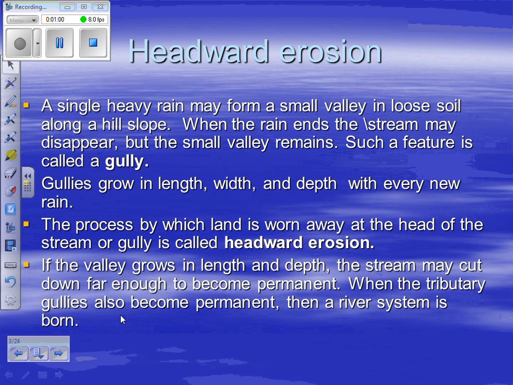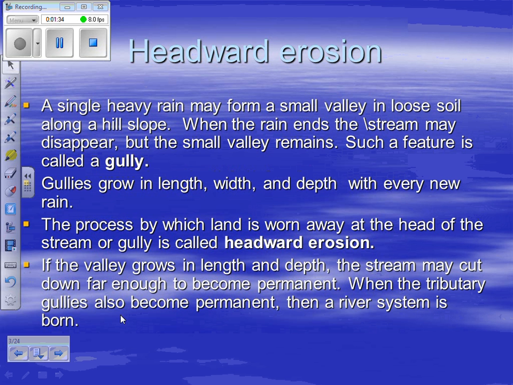Headward erosion. A single heavy rain may form a small valley in loose soil along a hill slope. When the rain ends, the stream may disappear, but the small valley remains. Such a feature is called a gully, and you all know what gullies are. Gullies grow in length, width, and depth with every new rain. The process by which land is worn away at the head of a stream or gully is called headward erosion. It continues to creep or advance.